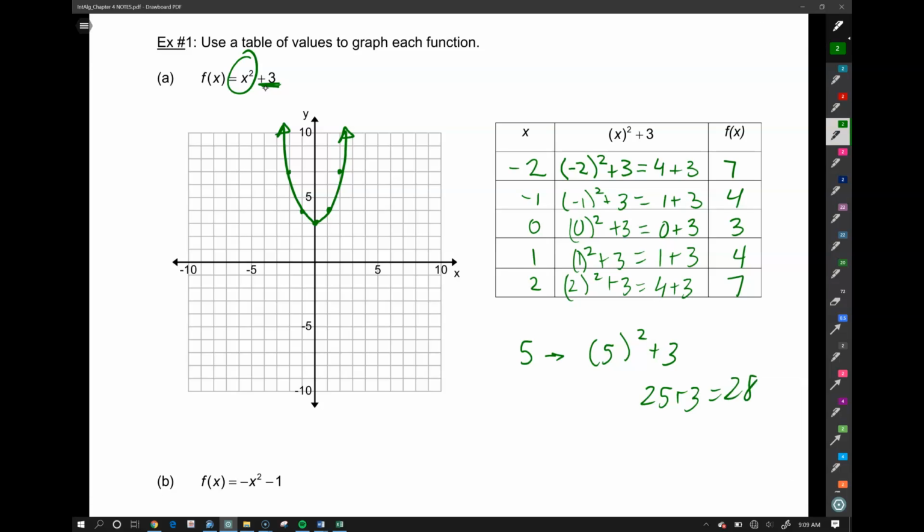And remember, the square is you're literally taking the number multiplied by itself. You're not multiplying by 2. You have to take 5 times 5. If I plugged in 3, you'd have 3 squared plus 3. So that's 9 plus 3 is 12. That's also off our graph.